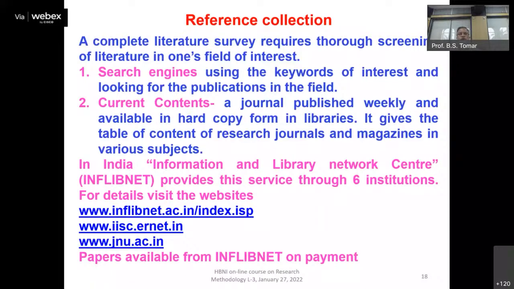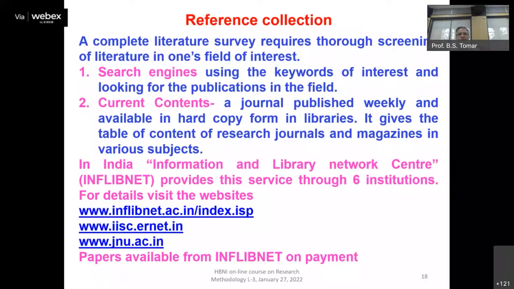So to make sure, like I have been emphasizing, you must be adding new knowledge to the existing knowledge pool through your research work. So make sure that whatever work you are doing, it is new. And therefore, use search engines with the proper keywords of interest and look for publications in the particular area.